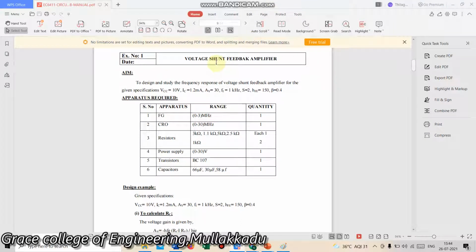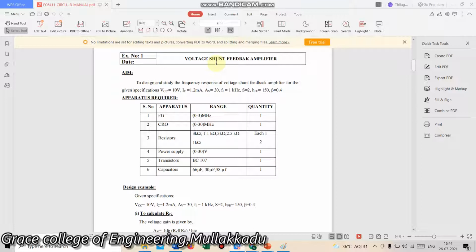Now we are going to see the voltage shunt feedback amplifier, and the aim of this experiment is to design the voltage shunt feedback amplifier with VCC of 10 volts and IC equal to 1.2 milliamps and AV equal to 30 and FL equal to 1 kilohertz with stability S equal to 2. HFE is taken as 150 and beta is equal to 0.4.